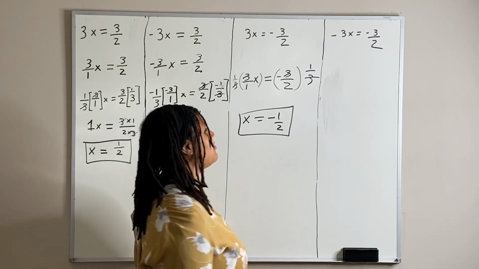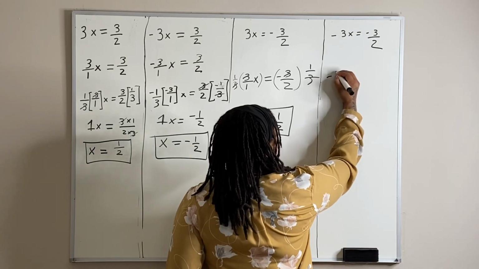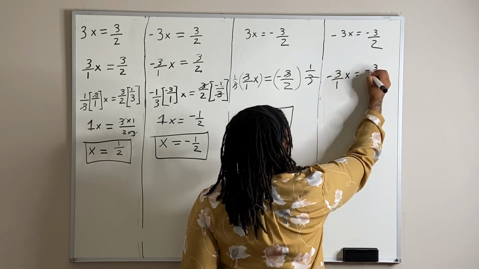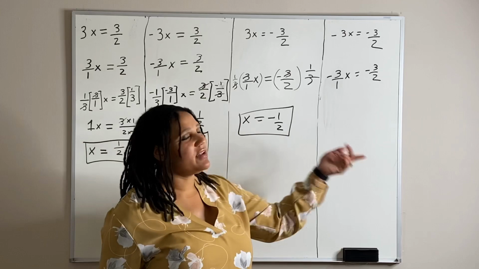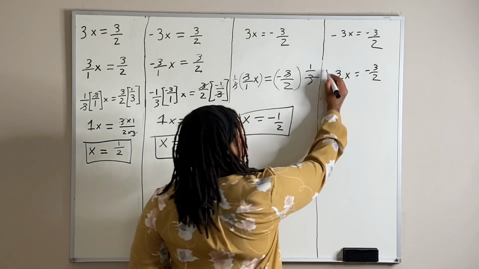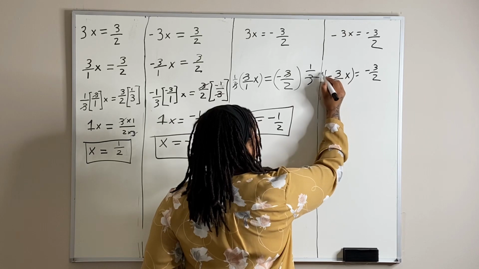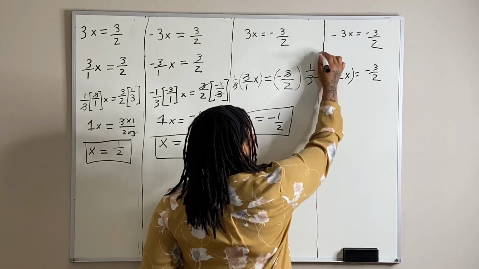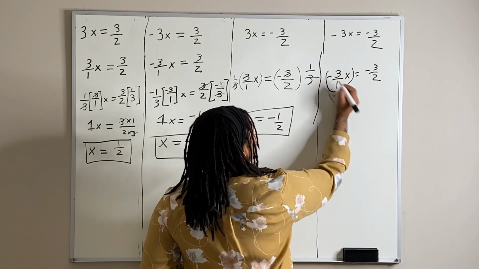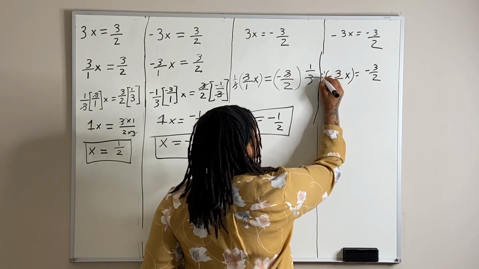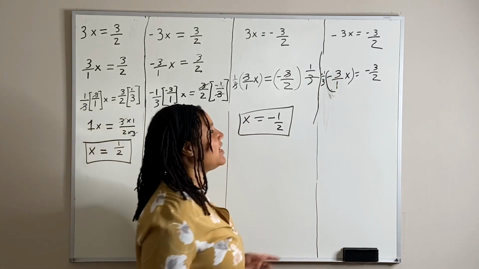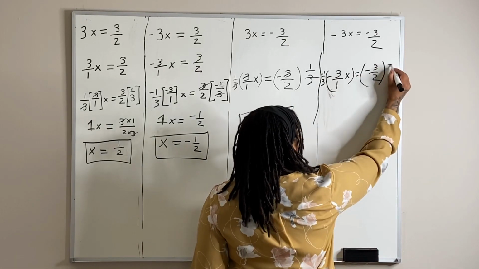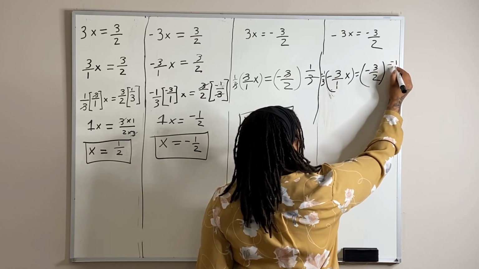Let's look at our last example here. So I'm just going to rewrite as negative 3 over 1x is equal to negative 3 halves. Okay, so now we have a negative number on both sides of the equation. So I'm going to multiply both sides. Okay, let's give it some more room here. I'm going to multiply both sides by a negative 1/3. Sorry if you can't see that. That's a negative 1/3. Coming over here and I'm multiplying by a negative 1/3.